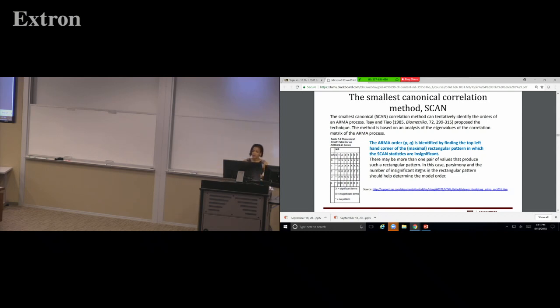When we move forward, we're going to be looking for parsimony and the number of insignificant items in the rectangular pattern to help us determine the model order. This is the output from a scan statistic, from a SAS help guide. You'll end up with the scan statistics in one table, and the second table will be the probabilities associated with those scan statistics. When you look at the probabilities, you're looking for a rectangle of non-significant values. When you find that rectangle full of non-significant values, you look at the upper left corner.